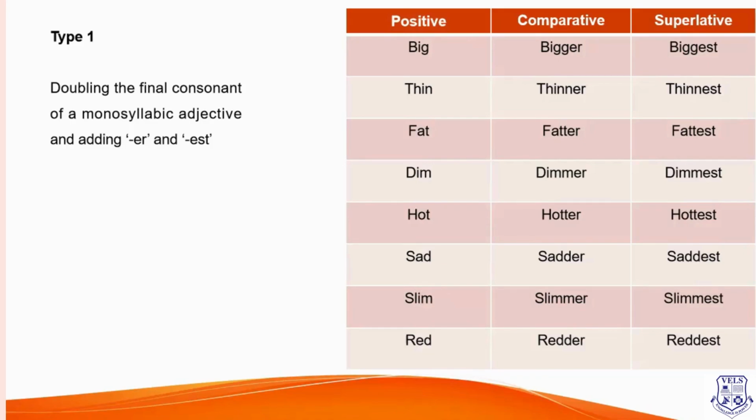Similarly, thin, thinner, thinnest. Fat, fatter, fattest. Dim, dimmer, dimmest. Hot, hotter, hottest. Sad, sadder, saddest. Slim, slimmer, slimmest. Red, redder, reddest. So, when it is a monosyllabic adjective, the final consonant is doubled, and then ER and EST is added to the word.